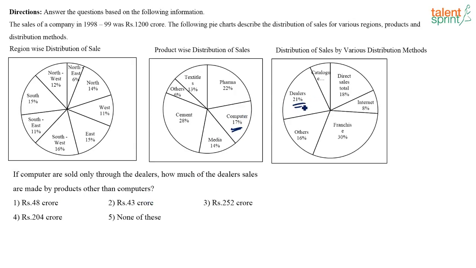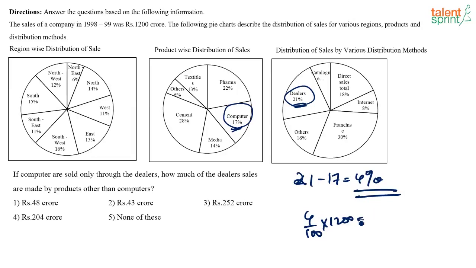So what should you do? If you look at dealers, they constitute 21% of the sales, out of which 17% is computers. So what are the other products that are sold by dealers? It accounts to 21 minus 17, or 4% of the sales. So what is 4% of 1200? It is nothing but 48 crores. So 48 crores refers to the other products that are sold by dealers. Yes, it was a sub question of the previous question that we solved. So 48 crores is your answer.